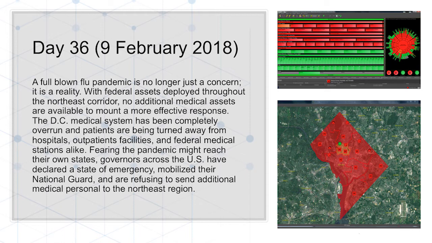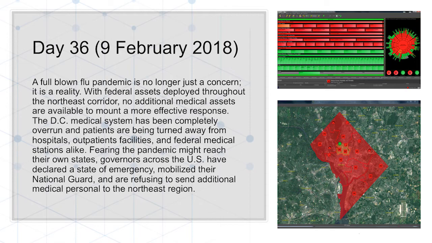With federal assets deployed throughout the Northeast Corridor, no additional medical assets are available to mount a more effective response. The D.C. medical system has been completely overrun, and patients are being turned away from hospitals, outpatient facilities, and federal medical stations alike. Fearing the pandemic might reach their own states, governors across the U.S. have declared a state of emergency, mobilizing their National Guard, and are refusing to send additional medical personnel to the Northeast region.